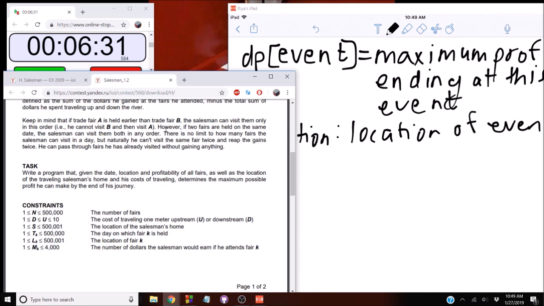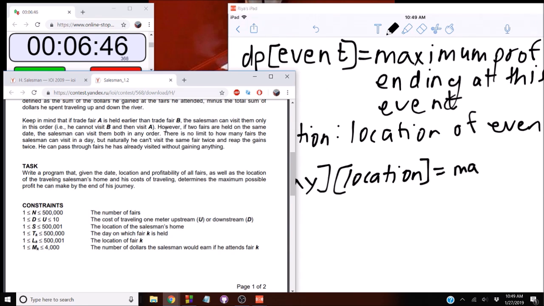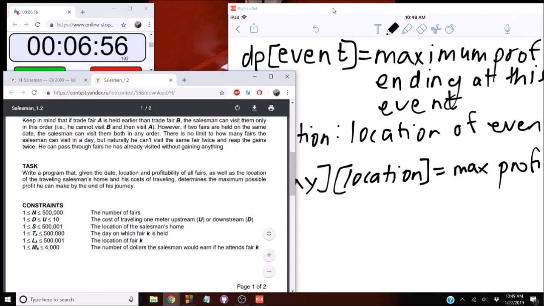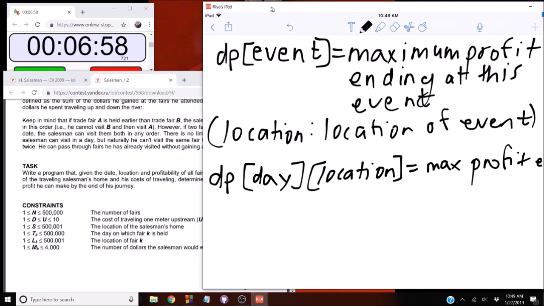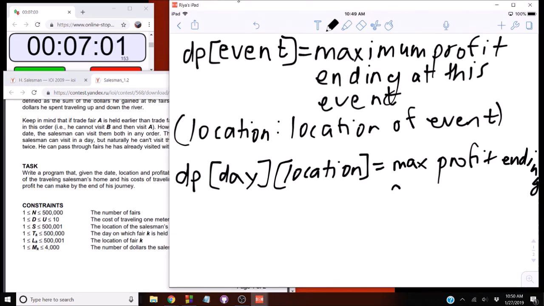Let's just say we have DP[day][location], and of course the location has to be the location of one of the events, equals max profit ending at location. And I'll just put this over so you can see the whole thing. So max profit ending at the location.